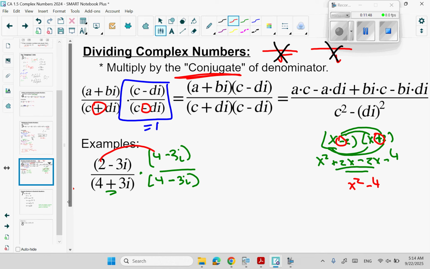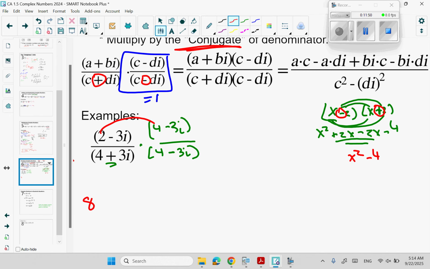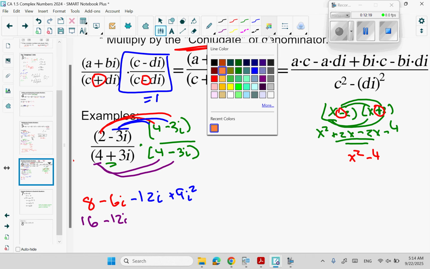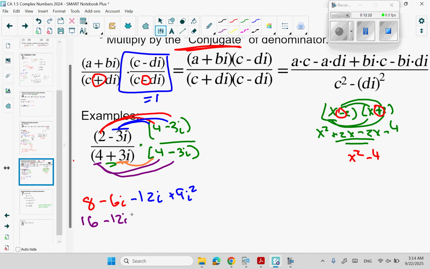So 4 times 2 gives me 8. 2 times negative 3i gives me negative 6i. Negative 3i times 4 is negative 12i. Negative 3i times negative 3i would be positive 9i squared. 4 times 4 is 16. 4 times negative 3i is negative 12i. 3i times 4 is positive 12i. 3i times negative 3i is negative 9i squared.